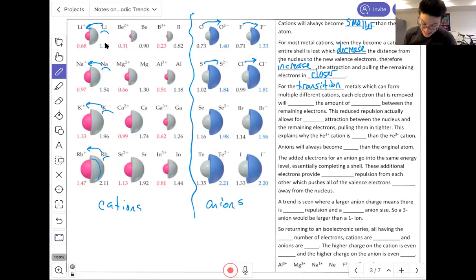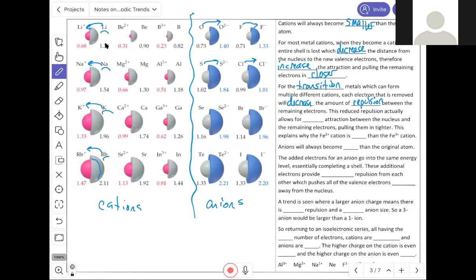So each electron that is removed will decrease the amount of repulsion between the remaining electrons. So if I reduce the repulsion, does that mean you get more or less attraction if you have less repulsion? More, because they're opposites, all right? So if I have less repulsion, then I can have more attraction. And more attraction means I'm going to pull in tighter and be smaller.